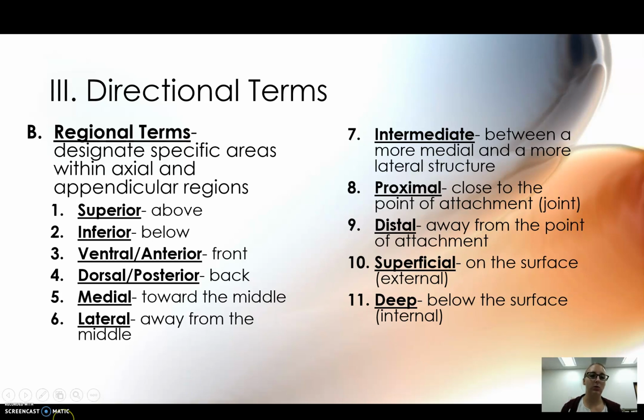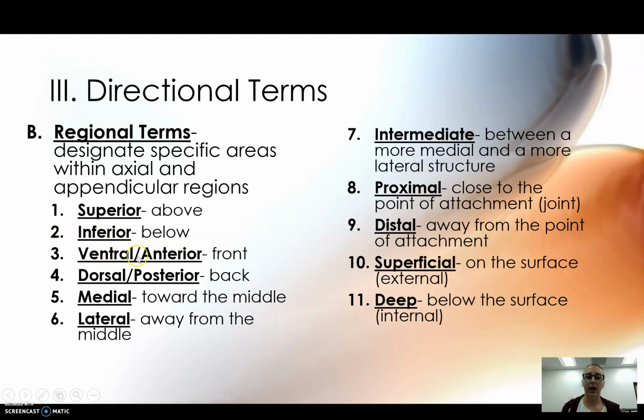So when we use our regional terms, and particularly our regional directional terms, superior and inferior are opposites of each other. If I have a superior, that means they are above me. So, for example, Miss Johannick is my curriculum specialist. She is my superior. She's my boss. Inferior means below, so it's like being less than.